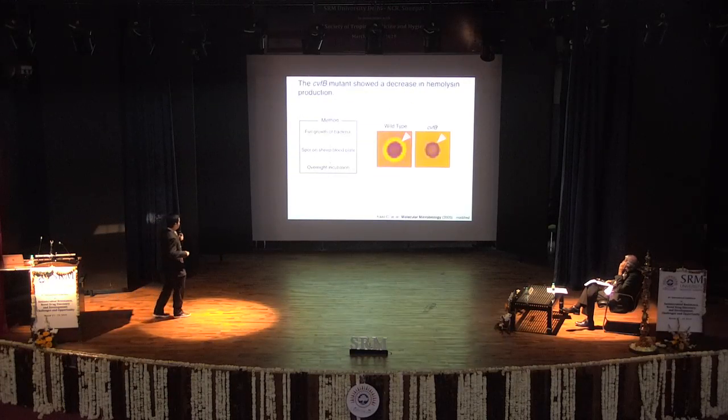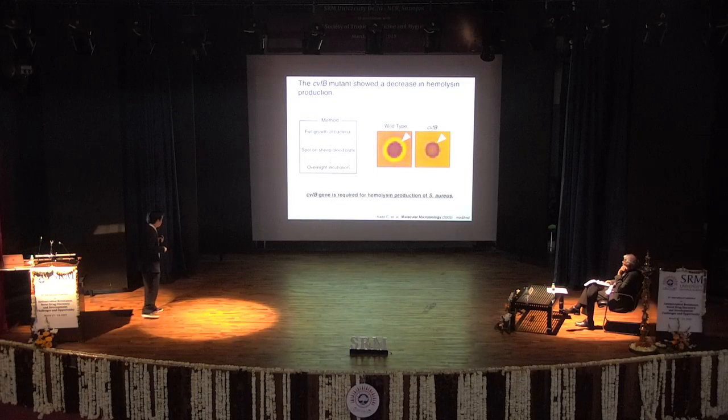And further, we analyzed the effect on toxin production. The CVFB mutant shows a decrease in hemolysin production. This white area indicates the hemolysin activity. The CVFB mutant shows low hemolysin production. So this data suggests that the CVFB gene is required for the hemolysin production of Staphylococcus aureus.